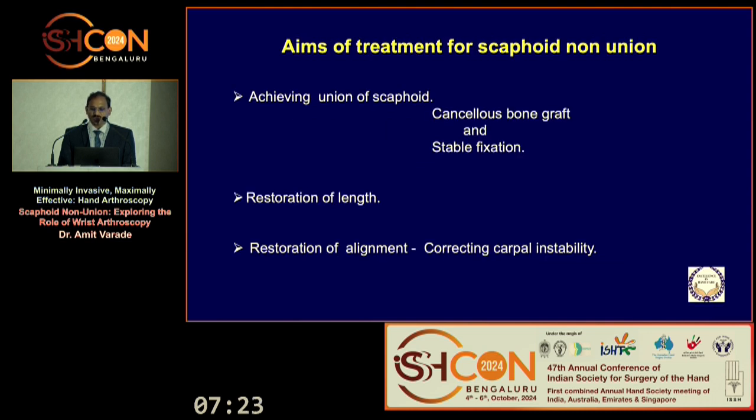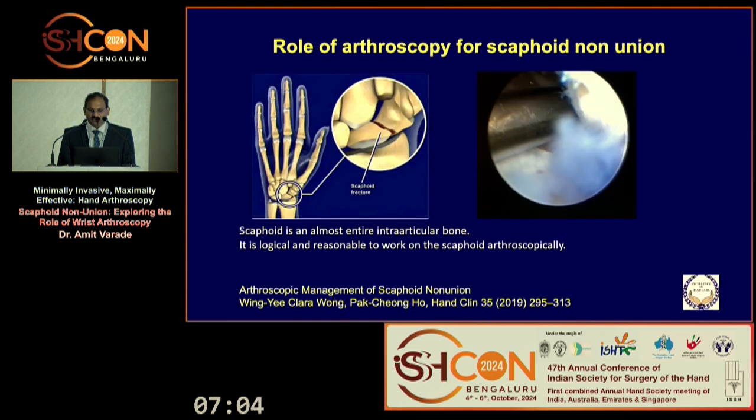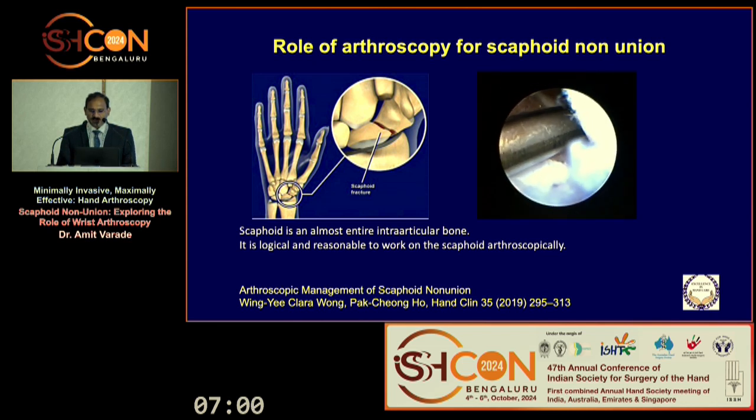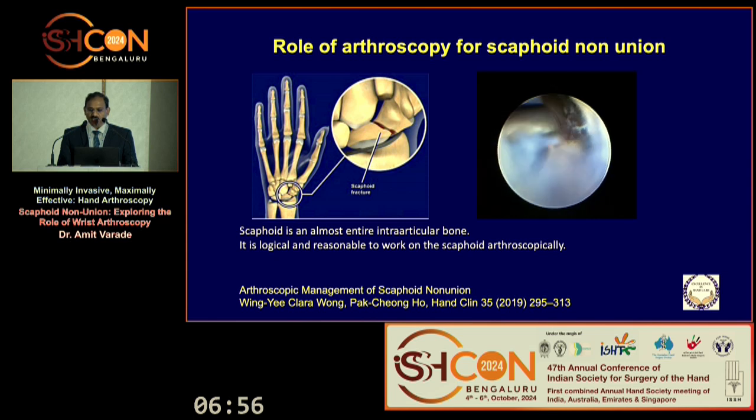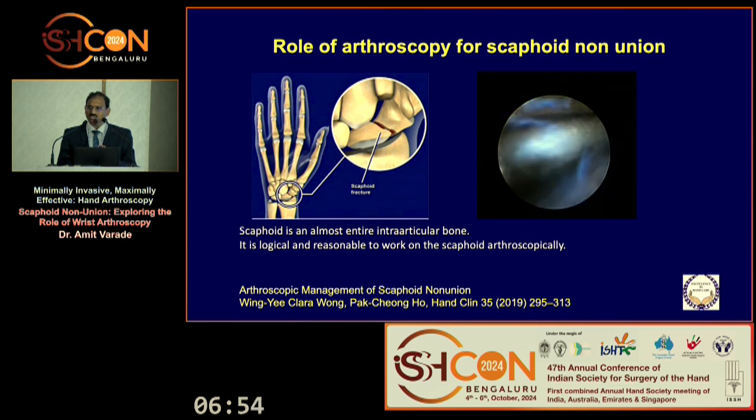So our aims for the treatment of scaphoid non-union are achieving union of the scaphoid, which can be done by using cancellous bone graft and stable fixation, and restoration of the length and alignment of the wrist by correcting carpal instability. The scaphoid is almost an entirely intra-articular bone, so it is logical and reasonable to work on the scaphoid arthroscopically, because as we put the scope in, we directly reach the non-union site.